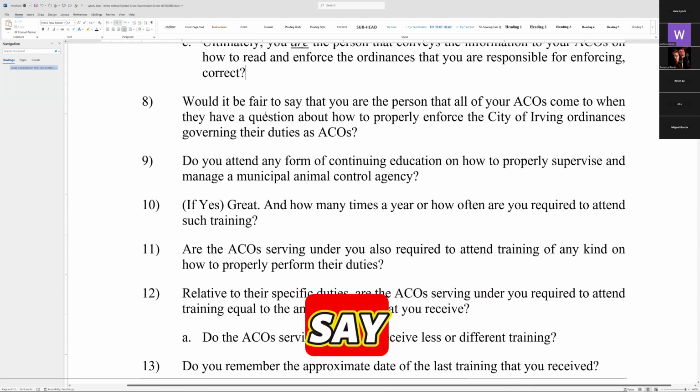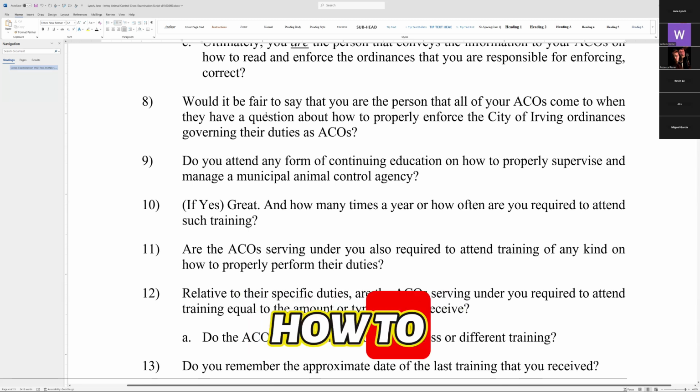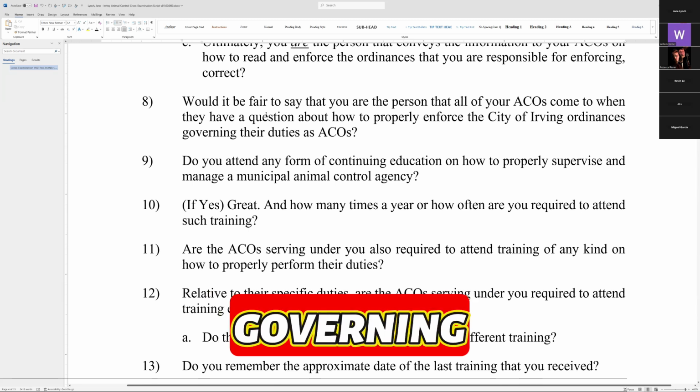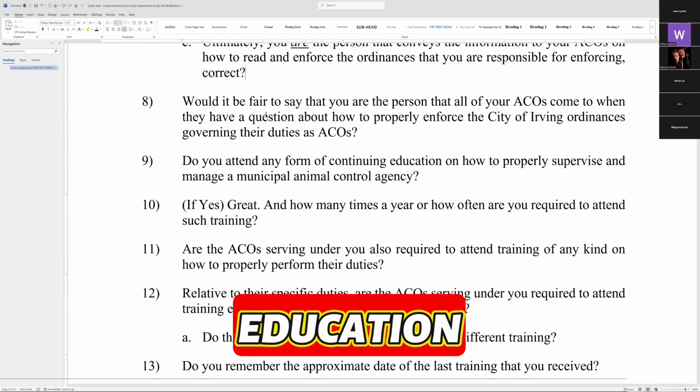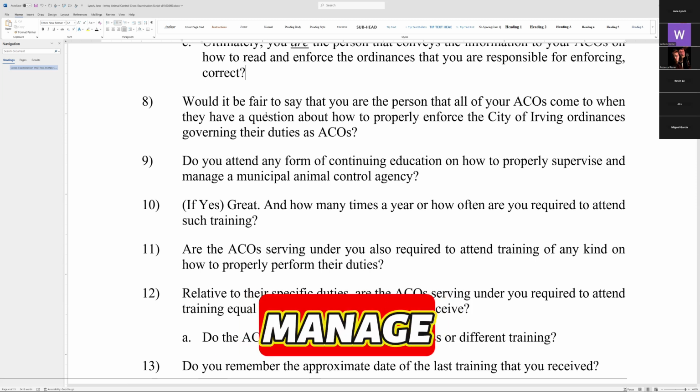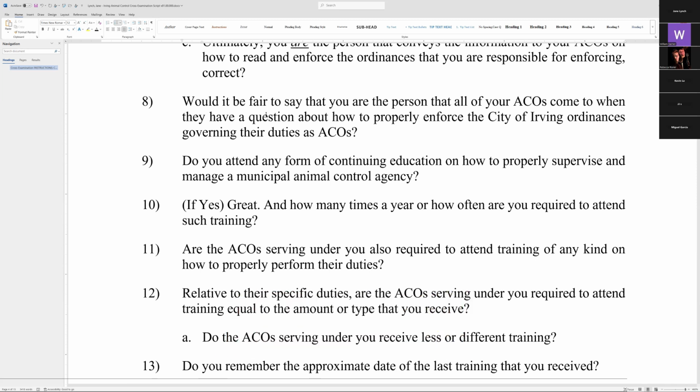So would it be fair to say that you are the person that all of your ACOs come to when they have a question about how to properly enforce the City of Irving ordinances governing their duties as ACOs? Yes. Do you attend any form of continuing education on how to properly supervise and manage a municipal animal control agency? No.